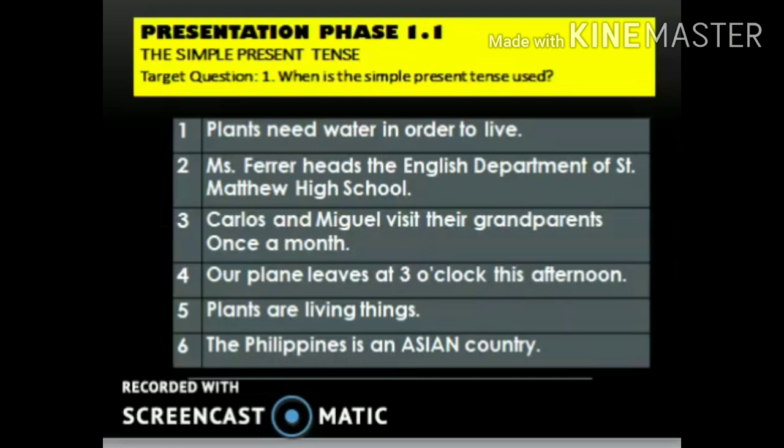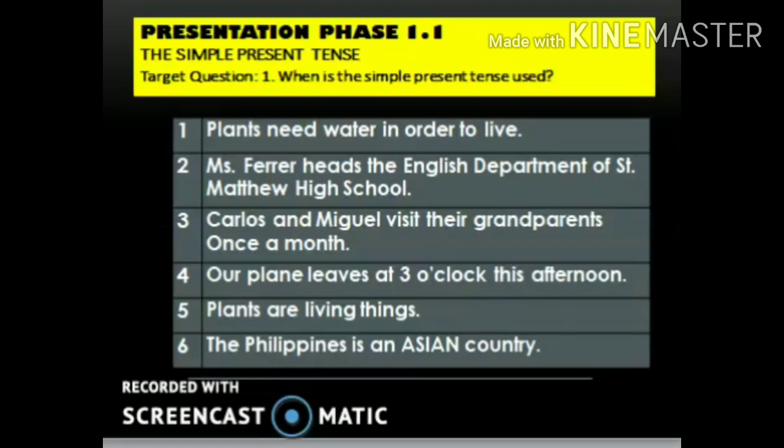Sentences 1 and 3 have plural subjects. Notice that plants is followed by the verb need, and Carlos and Miguel is followed by the verb visit. These verbs, need and visit, are plural verbs. Can you tell me how plural verbs are formed? Plural verbs are formed by using only the base form of the verb. No s or es is added to the verb.